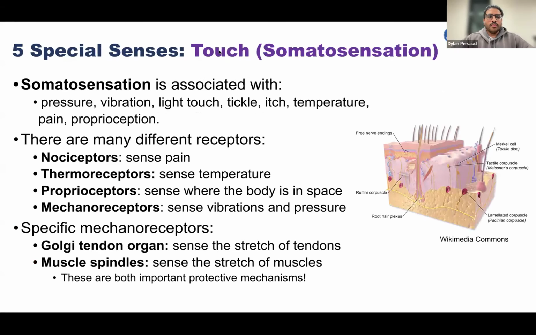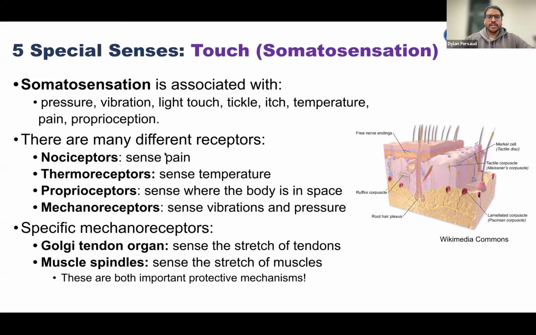So when it comes to touch, we have a couple of different parts to talk about. Somatosensation, as we talked about before, is anything associated with pressure, vibration, light touch, tickle, itch, temperature, pain, or proprioception. Humans have evolved to be very good at interpreting touch and the different parts of that, which is why somatosensation is associated with so many of these. And there are many different kinds.